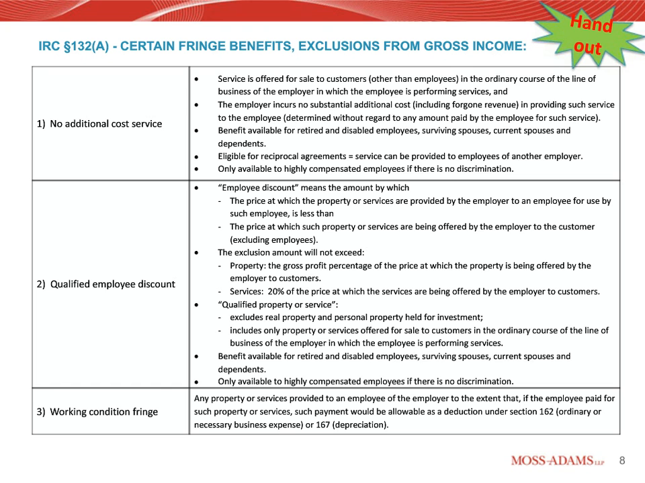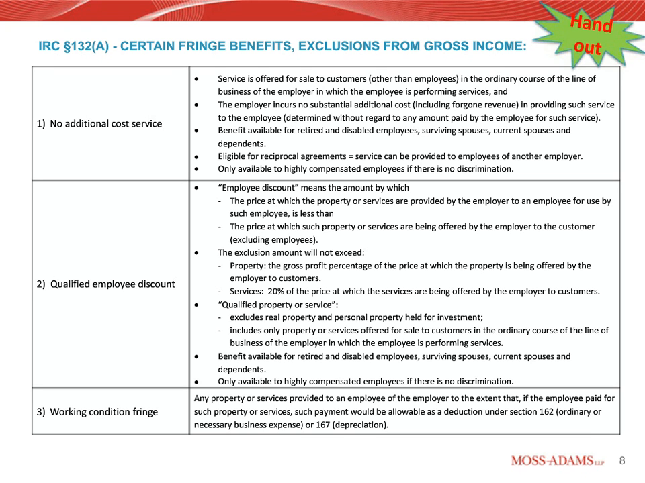The third one is the benefit is available for retired disabled employees, surviving spouse, current spouses, and dependents. So we're going to find with these exceptions and exclusions that sometimes you can provide the benefit to more than just the current employee. Not only can you provide them a concert ticket for the employee who works in that line of business at the last minute, but they could invite their spouse or their dependent and bring them as well. Fourth bullet point is there is a reciprocity agreement option here.